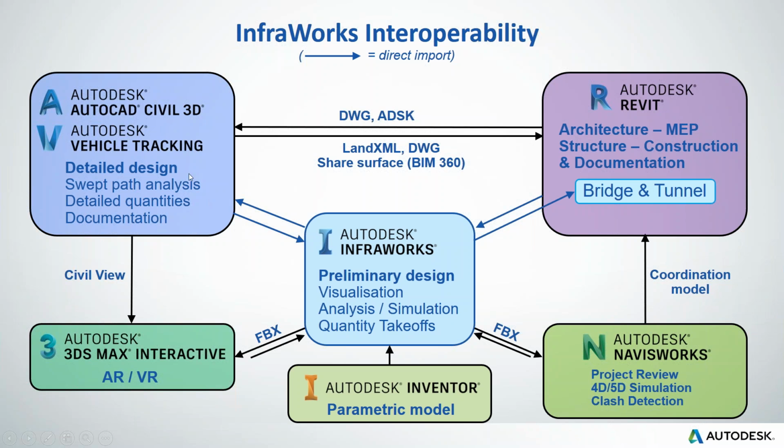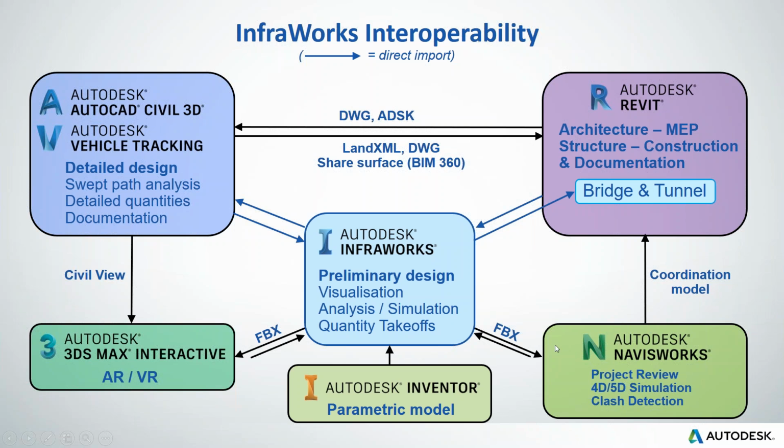It has a bi-directional link with AutoCAD or Autodesk Civil 3D, where we do the detailed design, we can do swept path analysis, detailed quantities, and documentation. At the same time, we do push some structural objects like bridges and tunnels directly to Revit for further detailing later on. Infraworks also connects with 3ds Max and 3ds Max Interactive if we want to go one step further into augmented reality or virtual reality environments. It also reads parametric models created in Inventor. So this is like a one-way read of data, but we can't push back to Inventor.